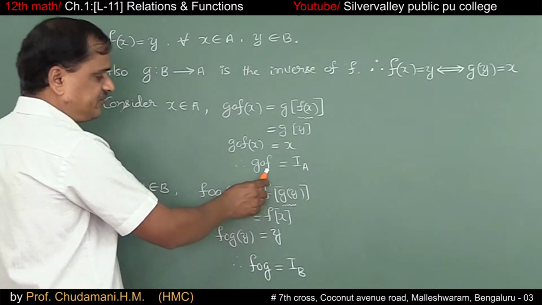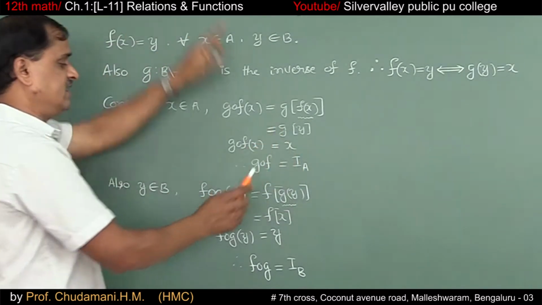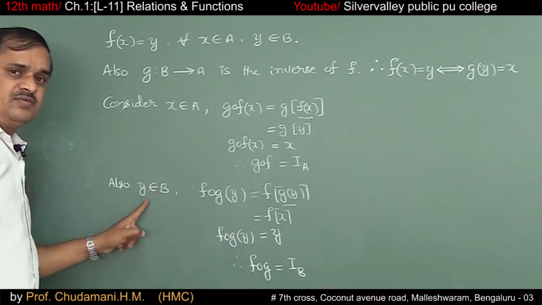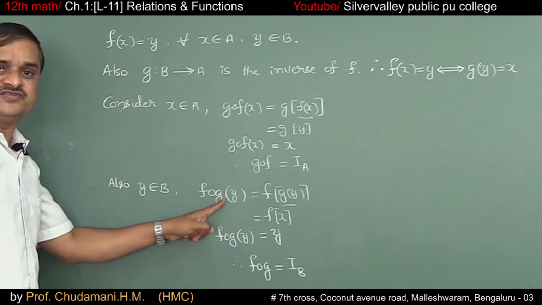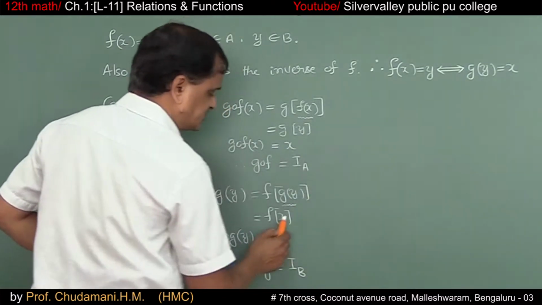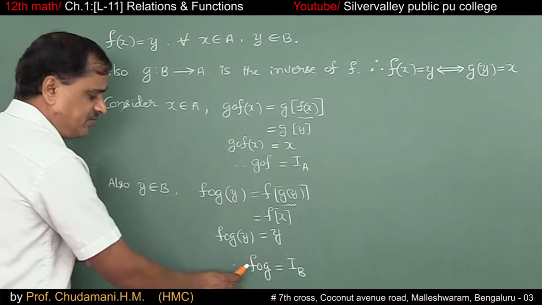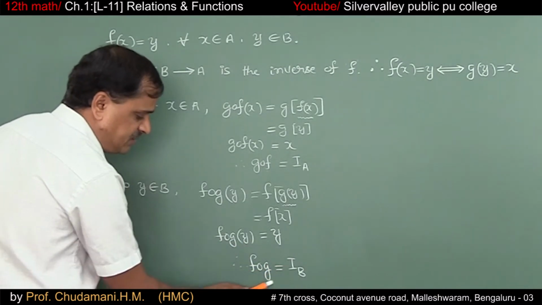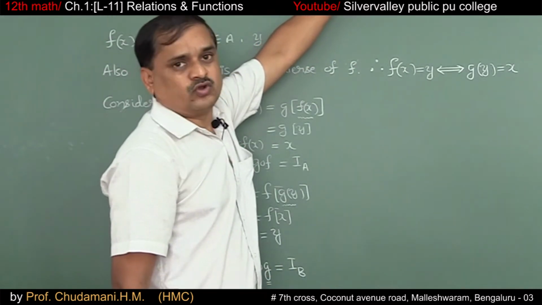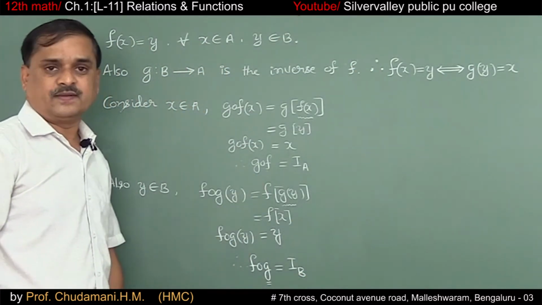Since we are operating f first, the domain of the function f is the set A, identity function on the set A. And for all y belongs to B, f∘g of y is equal to f of g of y. What is g of y actually? x. So f of x. f of x is what? y. So that means f∘g is the identity function on the set B. Since you are operating g first, in the function g, the domain is the set B. That's why identity function on the set B.